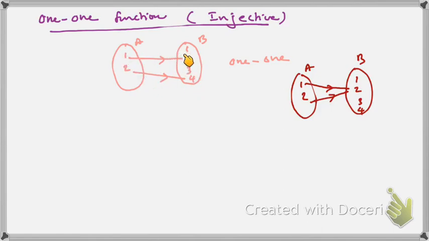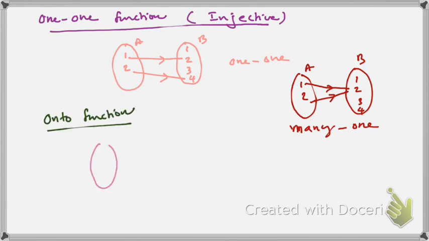One has only one partner, which is 2, and now 2 cannot take the same partner. So 2 has to pick someone else. So 1 goes to 2 and 2 goes to 4. This is a perfect one-to-one relationship. This is many elements going to the same image. So 1 goes to 2, also 2 goes to 2. So that's called many to one. So we understand what is one-to-one and many-to-one. This one-to-one function is also called injective.